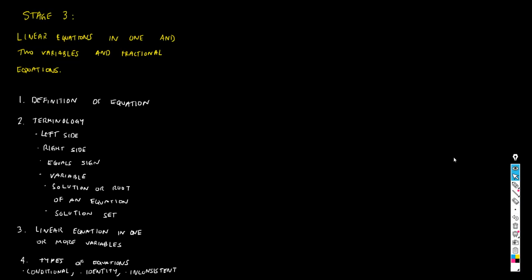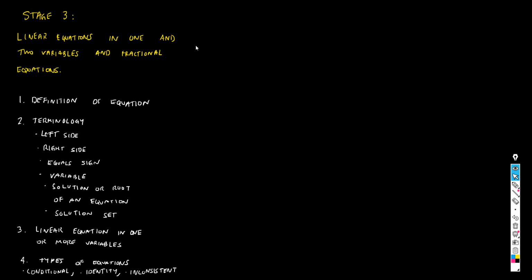Hello, class. Welcome. After so many days without class, we're going to begin stage number 3, which is about linear equations in 1 and 2 variables and fractional equations. Today we're going to look at the main terminology and the main definitions of this stage. Since I already told you to read a little about this, you should be somehow familiar with these ideas already. But I want to give the class also.